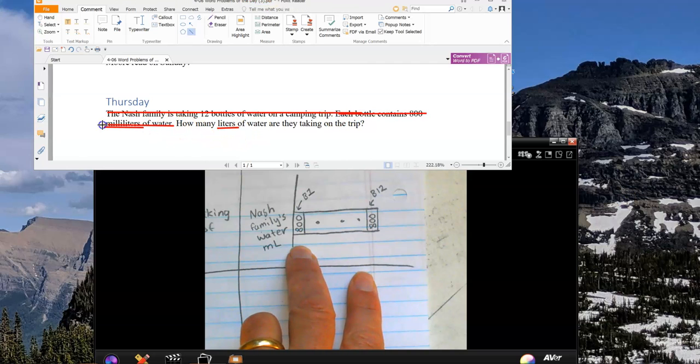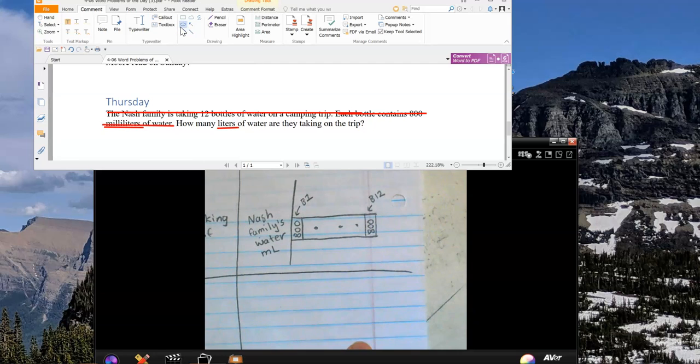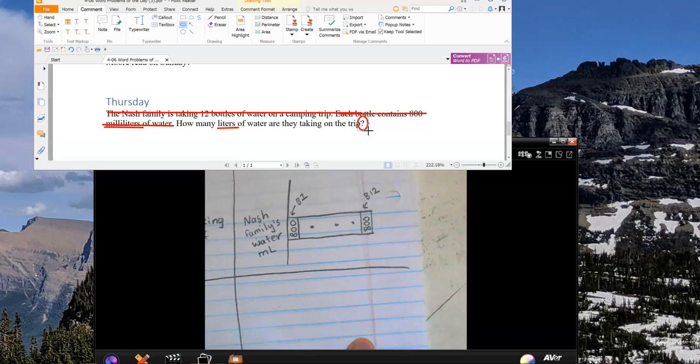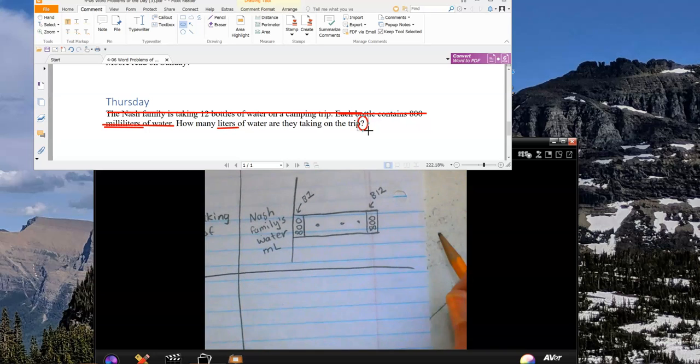Now I still have some more words in my word problem, so I want to read those. It says, how many liters of water are they taking on the trip? And there's a question mark at the end. I'm going to start first by looking at that question mark, and I'm going to make a question mark at the very end of this unit bar here because I don't know how many milliliters I have first, and then I can convert it over to liters.